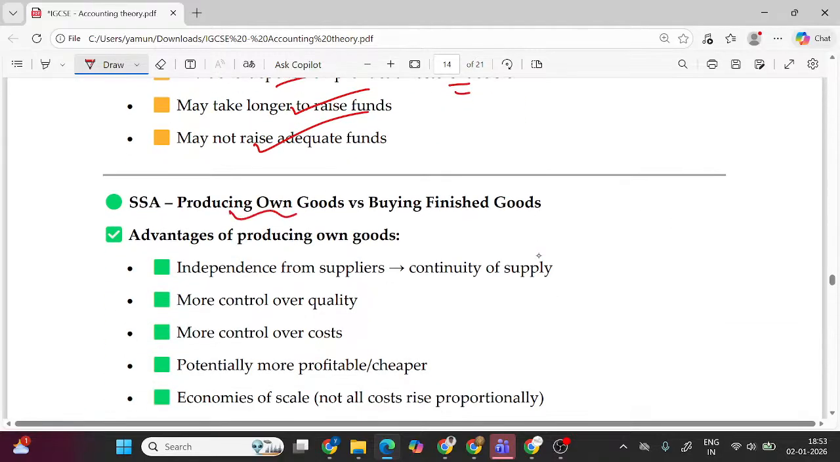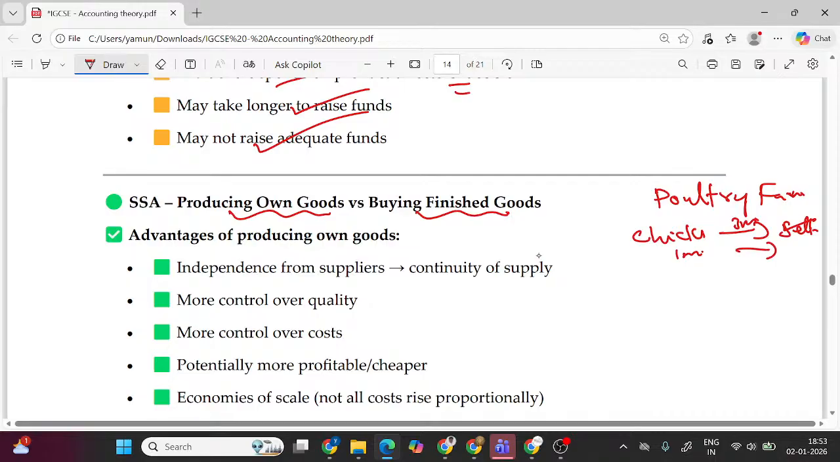SSA is now producing its own goods or is now planning to buy finished goods. Just remember, SSA is running a poultry farm in a hill area. It's better that we buy the chicks and wait for 3 months so that the chicks grow old, and then sell them. These are just 1-month chicks. After 3 months, we are going to get almost double or triple the amount. This option is good. And what else could you do? You buy the finished goods.